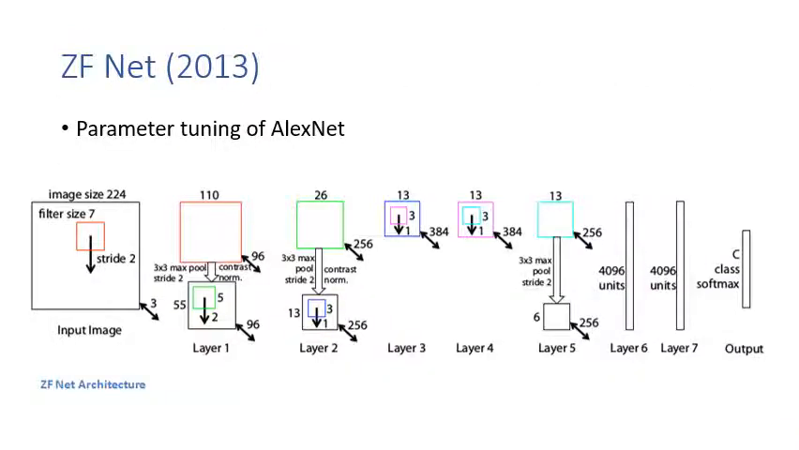The winner of the 2013 ILSVRC challenge is ZFNet. ZFNet is parameter tuning of AlexNet, so they have many similar operations. ZFNet also uses convolution layers but with different filter sizes and strides. It also has 5 convolution layers and 3 fully connected layers. They only use one branch now because the GPU at that time was more powerful than in 2012.